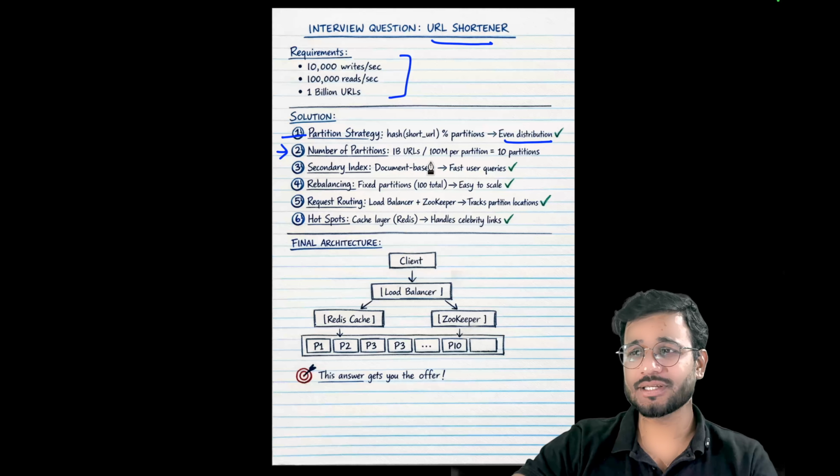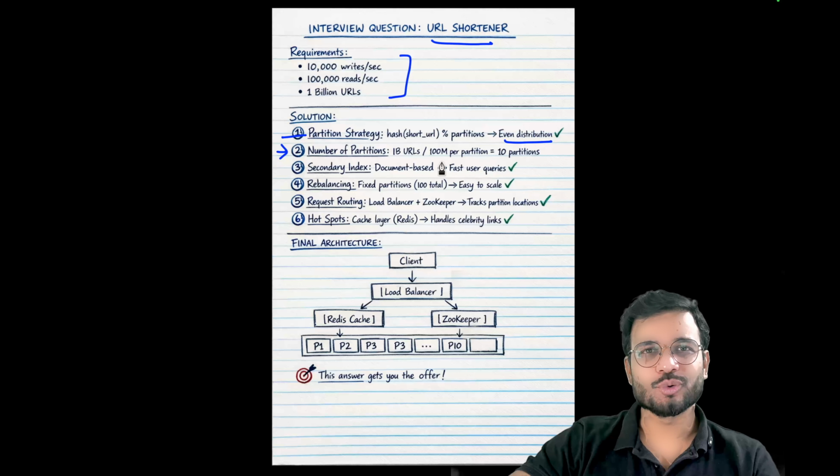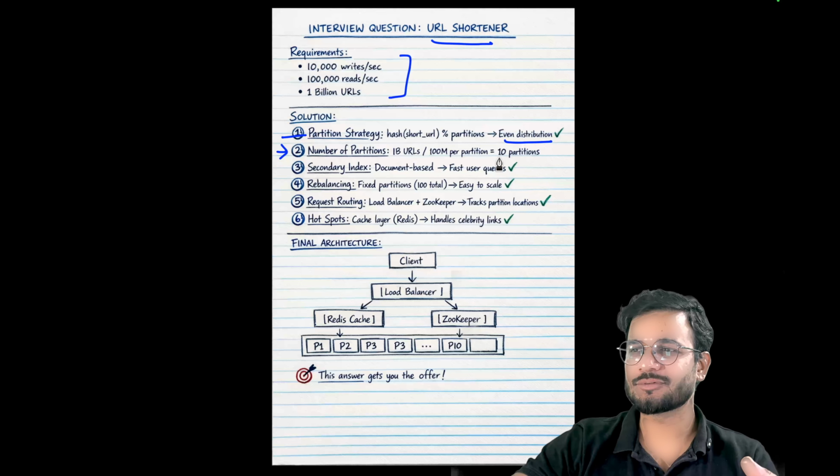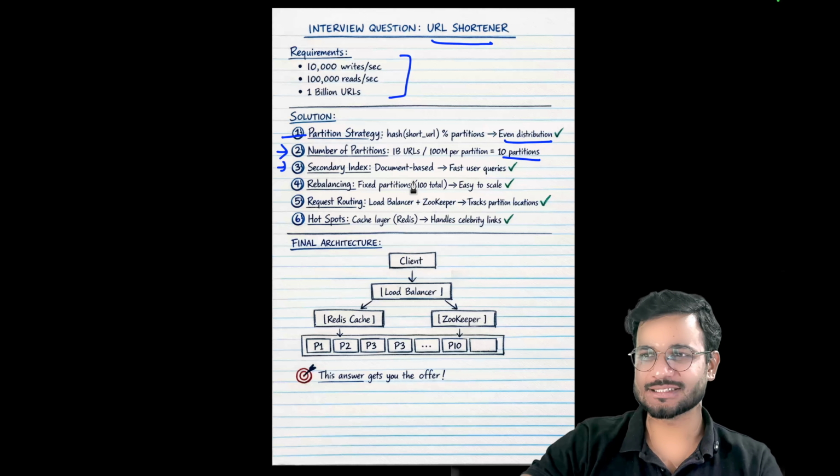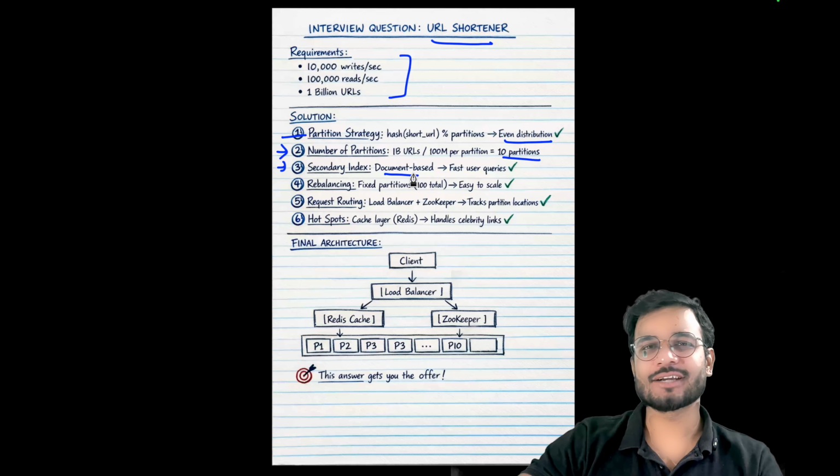Second step will be to find the number of partitions, how many partitions we want to create. So if there are 1 billion URLs and there are 100 million URLs that you can store per partition, you will simply divide it and then you will find out that we need 10 partitions. Next step will be the use of the secondary index. Secondary index, as you know, makes the search much faster. In this case, we can use document-based indexing that will make the queries much faster.